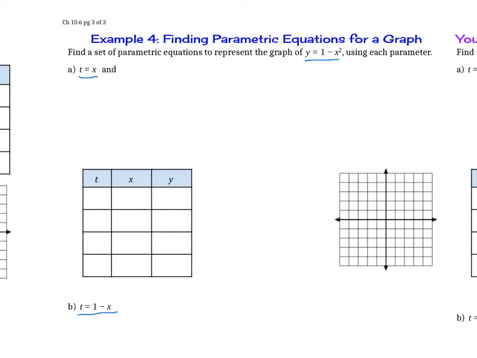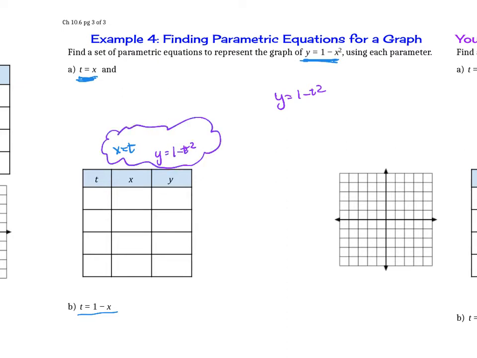What we're going to do with this is solve for our x value. All we have to do is flip it, so x equals t. Then for the next one, we're going to plug in that t for x into this equation here. So let's do that. We have y equals 1 minus t squared. And that is the equation that it is looking for, right?